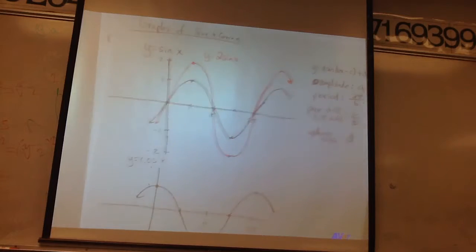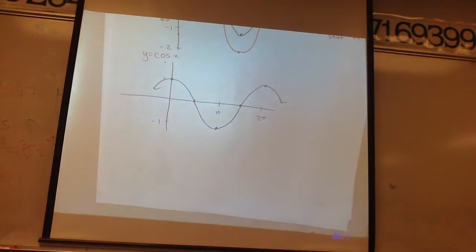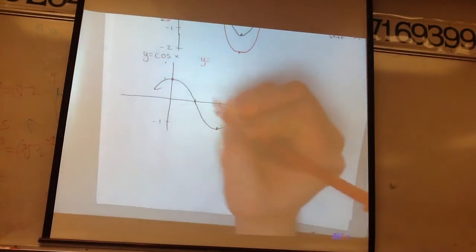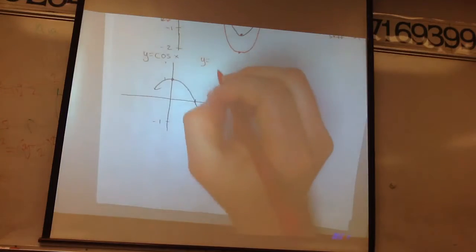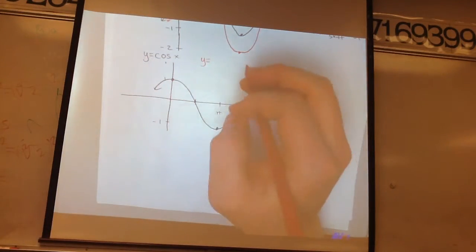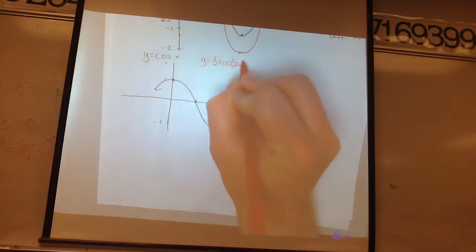Easy? Too easy? One hard one? Let's throw a number on the inside. How about y equals, we'll just make one up here, one half times the cosine of 2x.